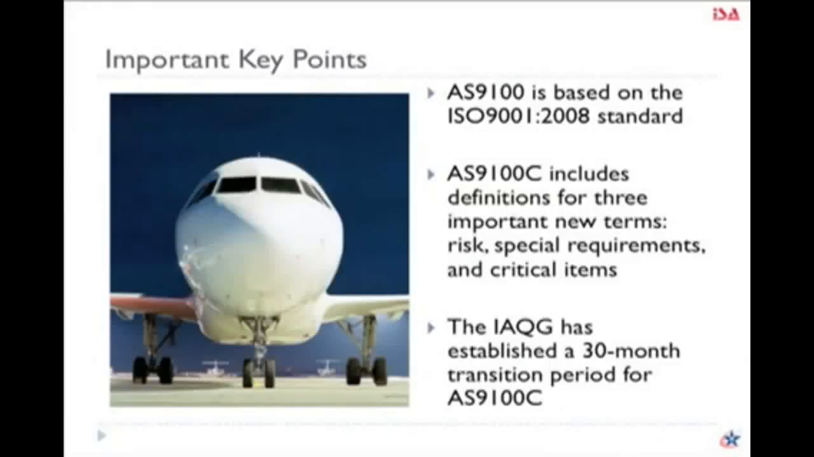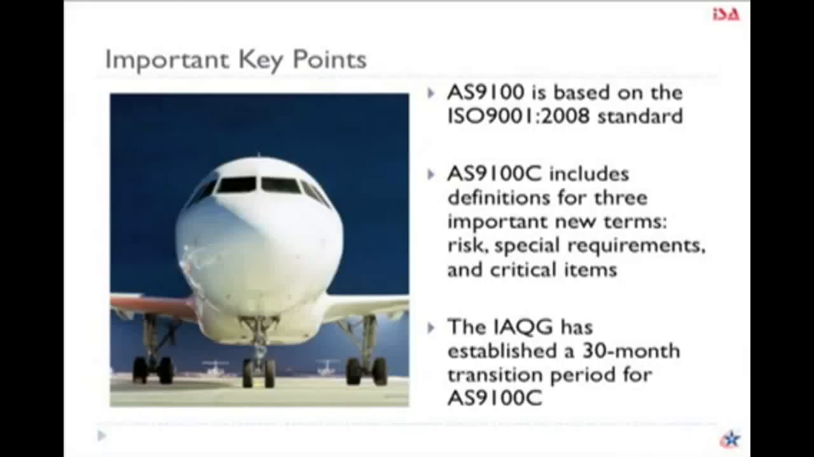AS9100 is based on ISO 9001:2008 and is maintained and administered by the International Aerospace Quality Group, which started its revision in 2005. AS9100C includes definitions for three important new terms: risk, special requirements, and critical items. Other critical changes to the standard involve quality manual relationships, risk management, customer satisfaction, project management, recognition of supplier quality data, and approval status of suppliers.